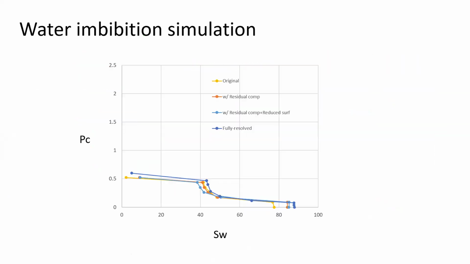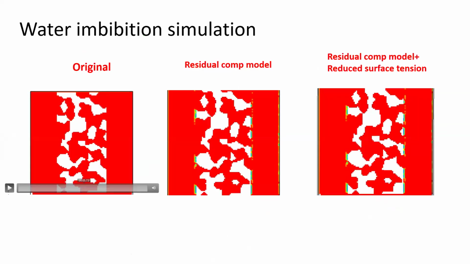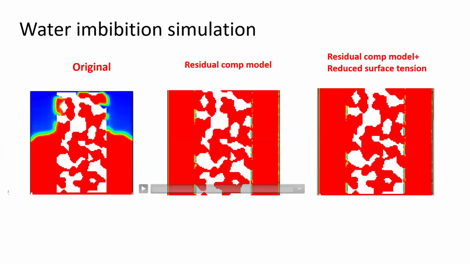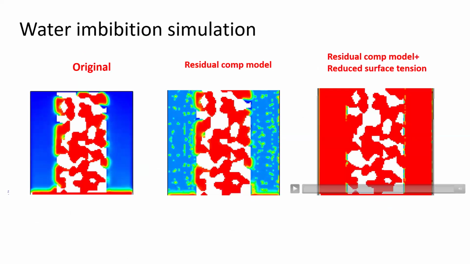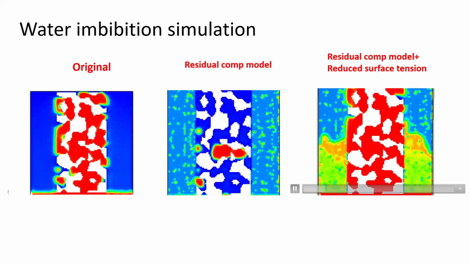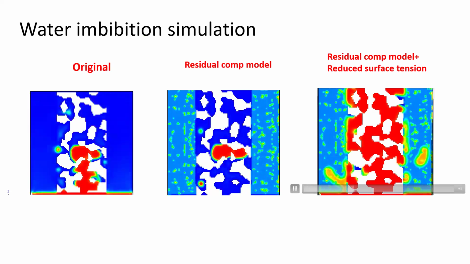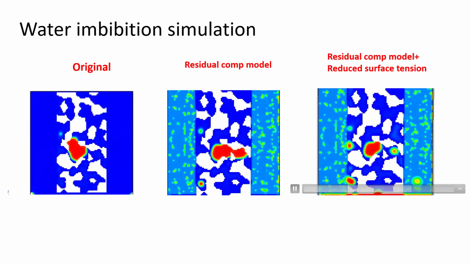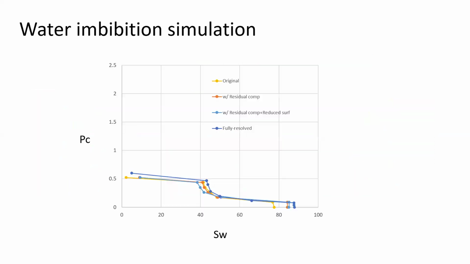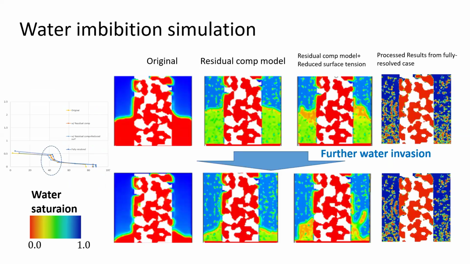So let me see. We just compare 3 cases. First is the original, second is the residual component model on, and third one is the residual component and the interface model on. So we see a lot of residual component now in the side region. So that's reasonable. And then the PC curve looks almost similar, because it's focused on the steady state, so it doesn't change so much.